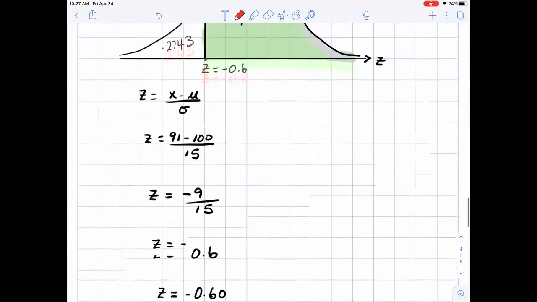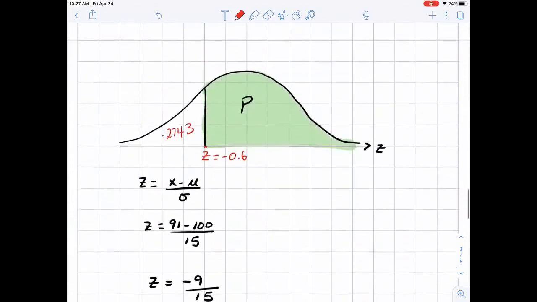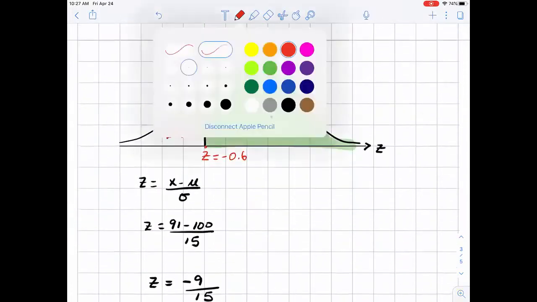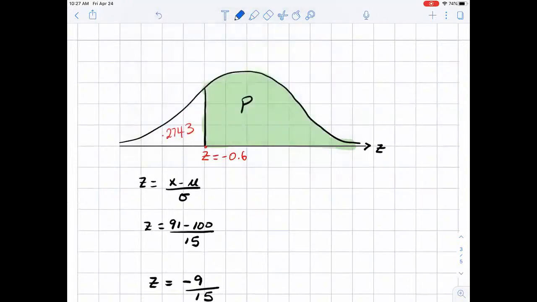Now, does that make sense? If you look at this, more than half of the graph is shaded. Halfway of this will be somewhere in the middle here, close to. So the answer has to be bigger than 0.5. The answer should be bigger than 0.5.